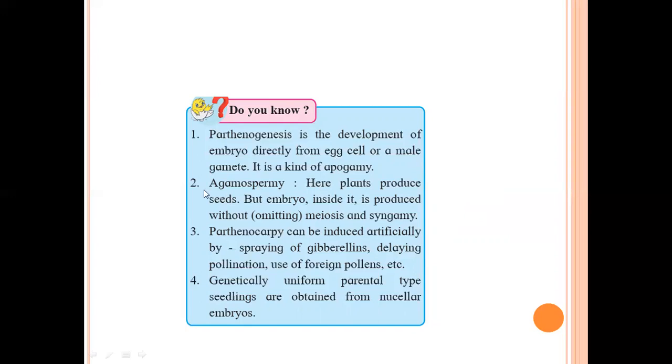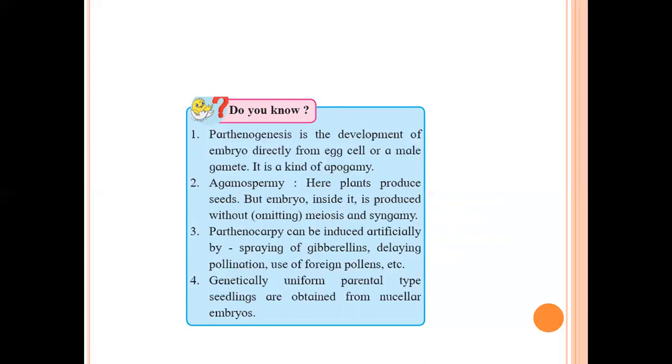Second, agamospermy. Here the plants produce seeds, but the embryo inside is produced without meiosis and syngamy. It does not go through the type of germ cell division, that is meiosis.